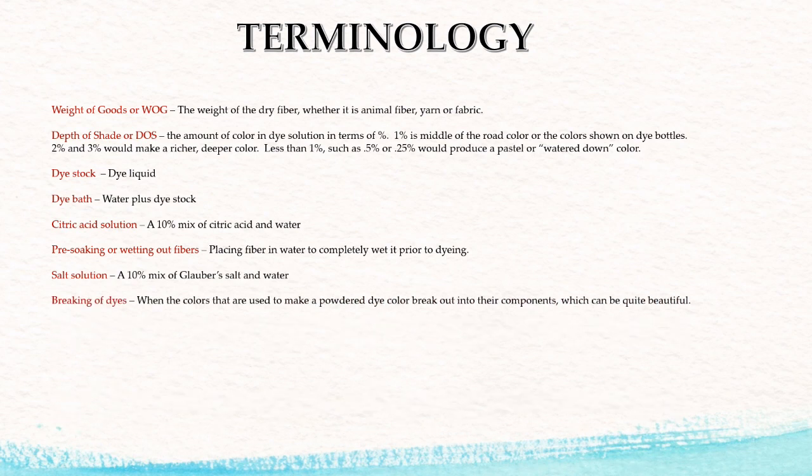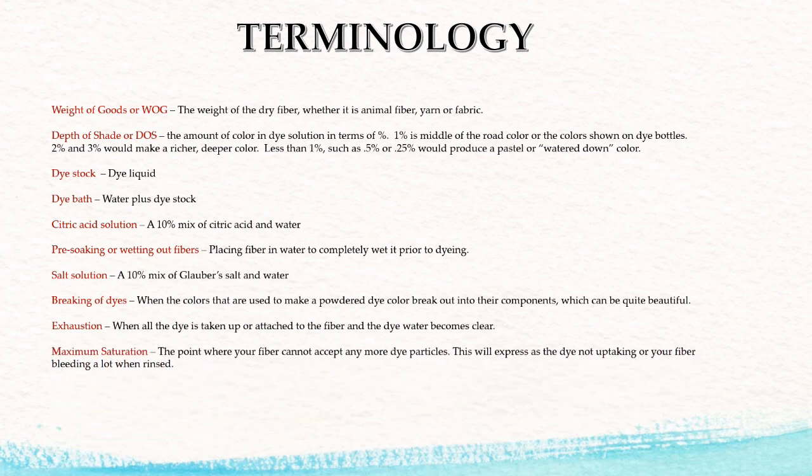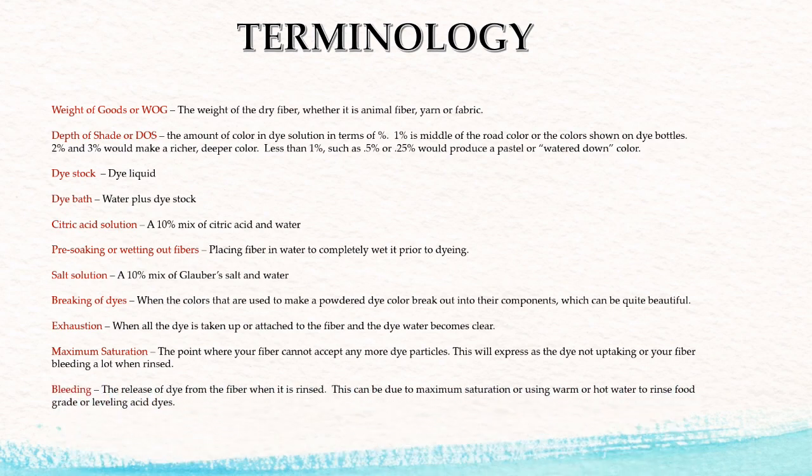Breaking of dyes is when the colors that are used to make a powder dye color break out into their components, and this can really be quite beautiful. Exhaustion is when all the dye is taken up or attached to the fiber, and then the dye water becomes clear. Maximum saturation is the point where your fiber cannot accept any more dye particles. This will express as the dye not uptaking, your water not being clear, or your fiber bleeding a lot when it's rinsed. Bleeding is the release of dye from the fiber when it's rinsed. This can be due to maximum saturation, or using warm or hot water to rinse food grade or leveling acid dyes, or maybe something else along your dye path was not where it should have been.